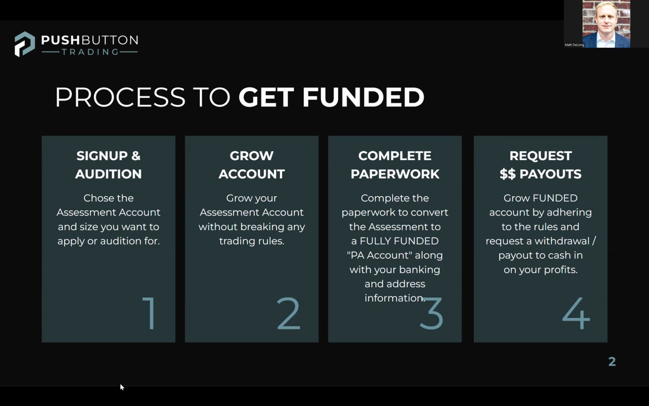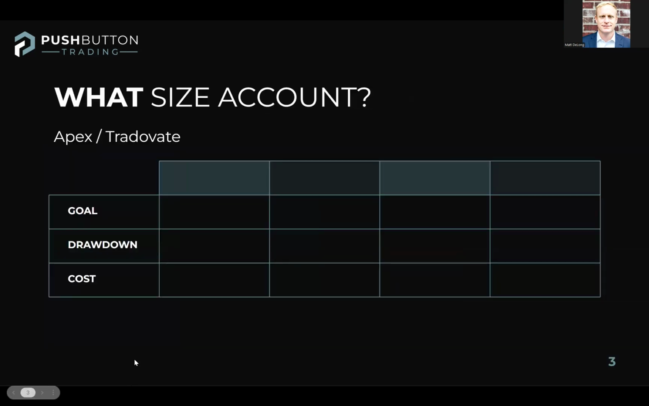So let's talk a little bit about the size of accounts. And in this case, we're going to use Apex and Tradovate. Tradovate is like the underlying technology that's used by Apex Trader Funding. And let's talk about some specific account sizes. Of course, the smallest is a 25K, $25,000 account. And the goal is to grow that by $1,500 without losing $1,500. So positive 1,500 without losing 1,500.